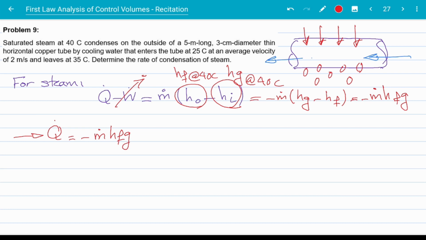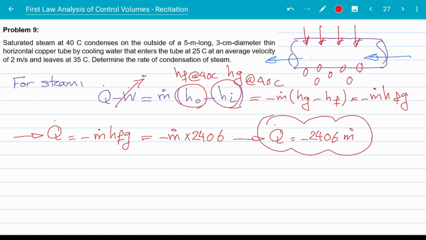I can read the h_fg from the tables for 40 degrees Celsius, and I'll end up with minus m dot times 2406. So Q dot is minus 2406 times m dot. Now the minus sign shows that steam is losing heat.